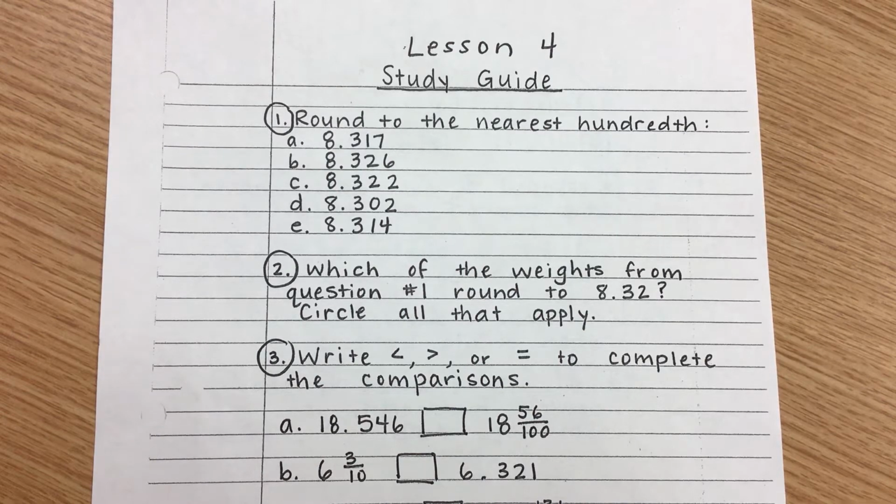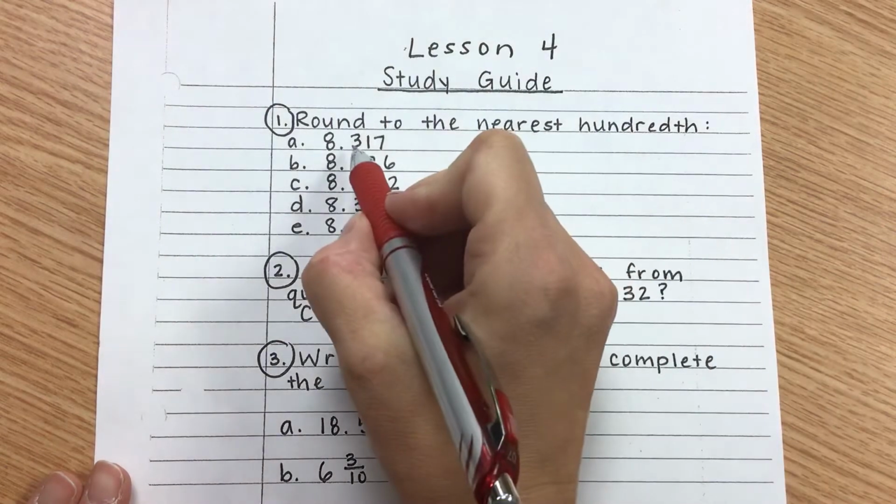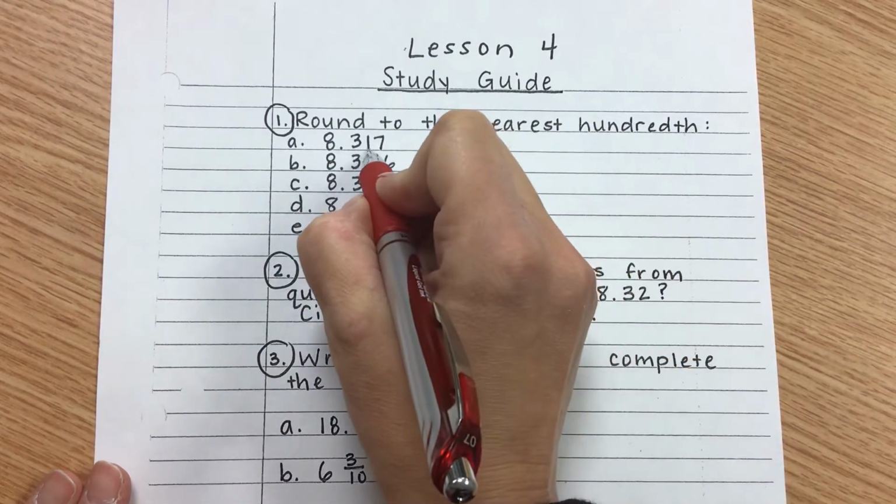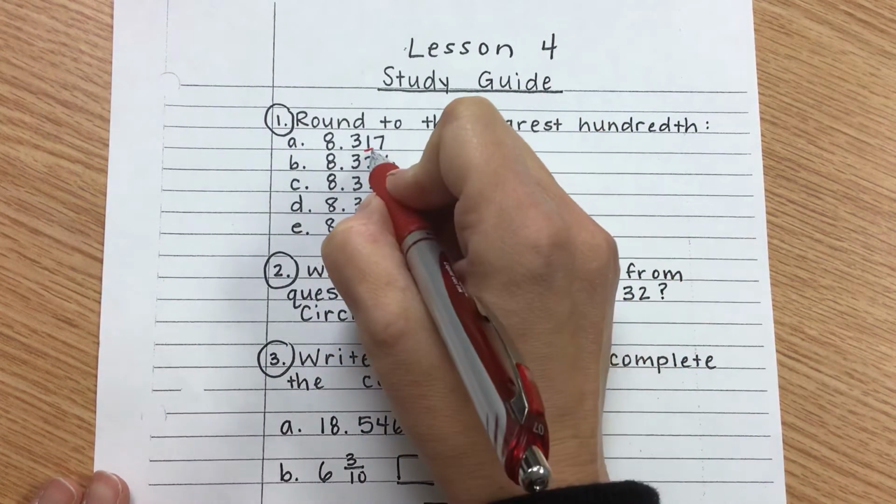Ladies and gentlemen, today we are doing our Lesson 4 study guide. It is on rounding and comparing decimals. Number 1 says round to the nearest hundredth. So our hundredth place value is 2 numbers after our decimal point. So I'm going to underline that hundredth place value.